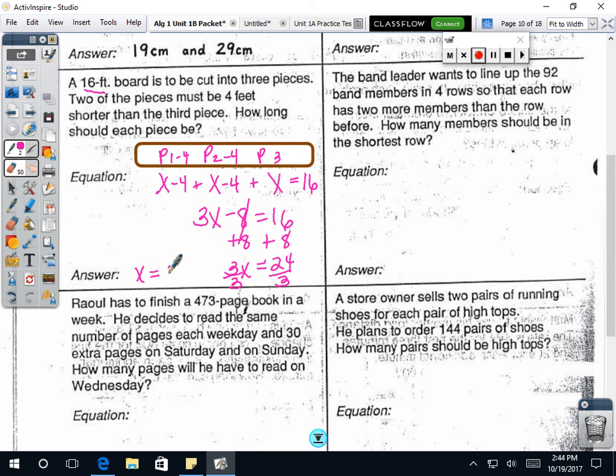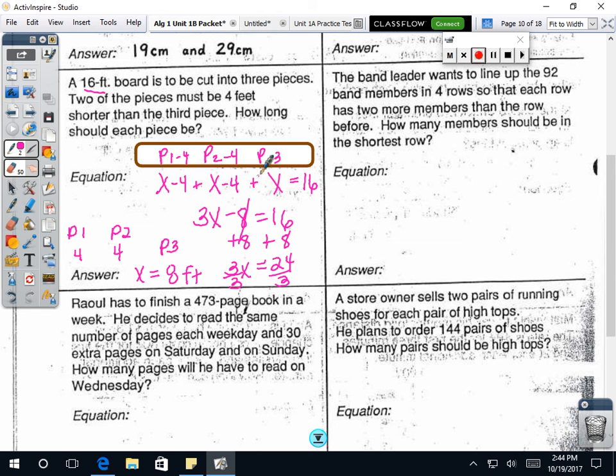Okay, but does 8 feet represent piece 1, piece 2, or piece 3? Piece 3, because look, under piece 1, it's x minus 4, and same thing for piece 2. Piece 3 is just a regular x. So if this is piece 3, what were piece 2 and piece 1? 4. Okay, does that make sense? Do those three values add up to 16 feet? Yes. Okay, let's look at this one down here about Raul.